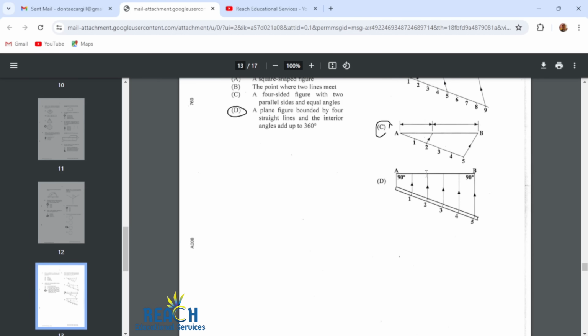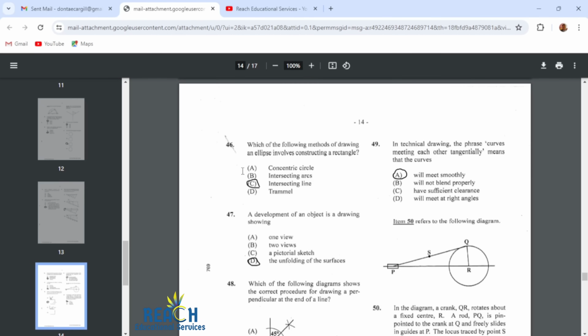Alright, so let's move on now. Item 46: which of the following methods of drawing an ellipse involves construction of a rectangle? That would be the intersecting lines method, which is also called the rectangle method, but they wouldn't put the rectangle method there because that would be too simple.